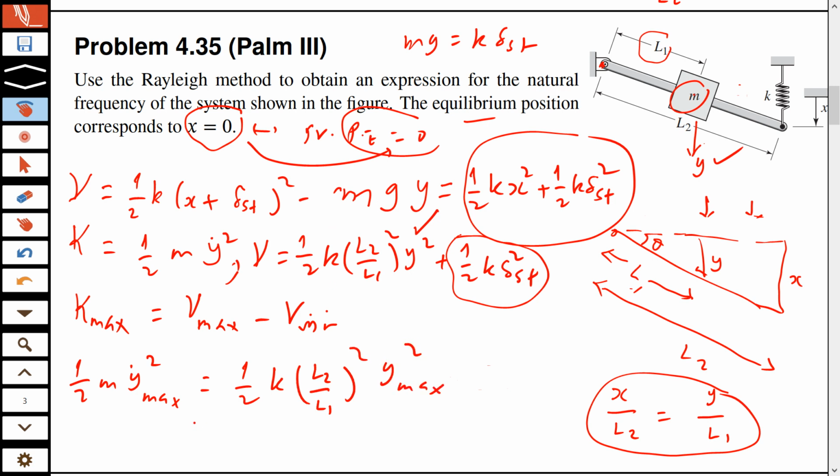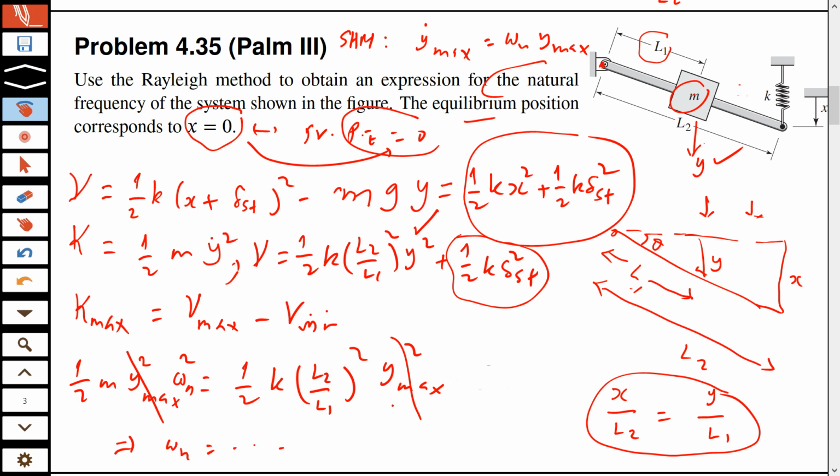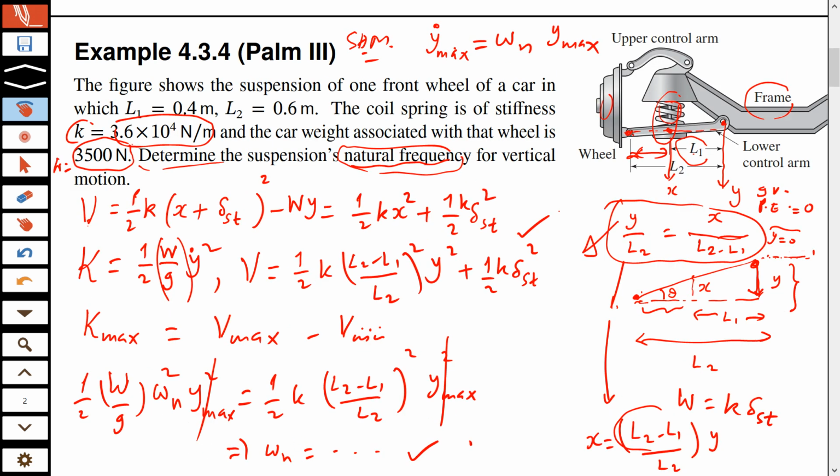And because the motion must be simple harmonic, otherwise you wouldn't be asking for natural frequency, for simple harmonic motion we know that the maximum velocity is omega n times the maximum displacement. So I just replace that as well. So it will be omega n squared times y max squared. I can now cancel out y max squared, and I just solve this for omega n. So you see, this question was very similar to this question.